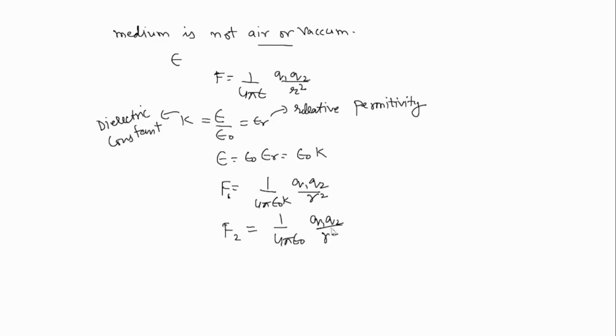Now just do one thing, divide these two equations. So F1 upon F2 is equal to 1 upon k. This is F1 is equal to F2 upon k, which means if we change a medium from air to any other medium whose dielectric constant is k, then the force will get reduced. Or you can say F2 is equal to F1 into k. So this is basically the dependence on the dielectric constant of the medium.